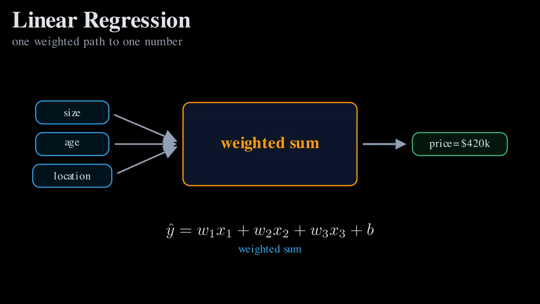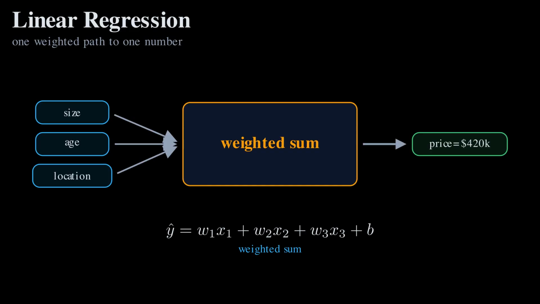Linear regression is the simplest place to start. Its architecture is almost just a weighted sum. Each feature gets multiplied by a weight. Then the model adds those weighted features together with a bias term to produce one number. That means every input feature pushes the final prediction up or down in a straight line.